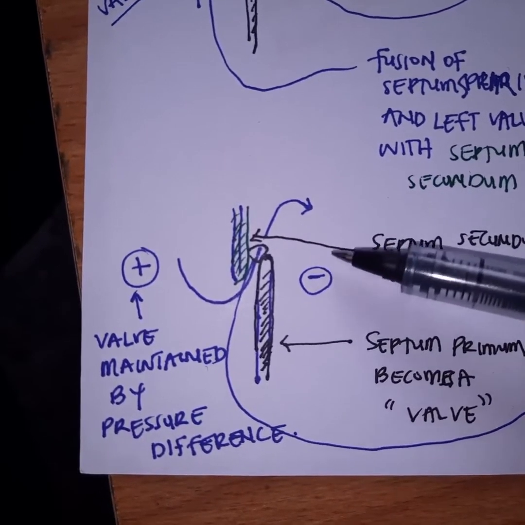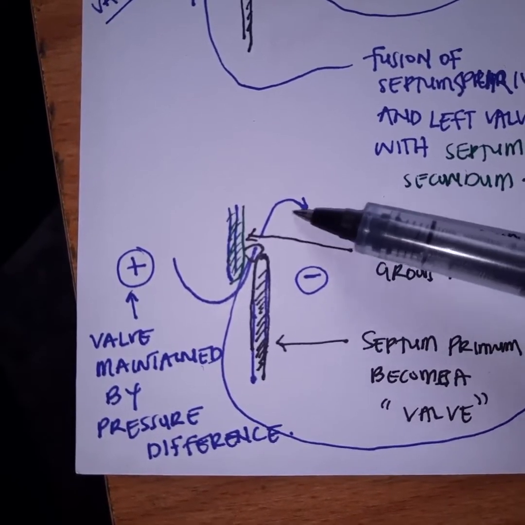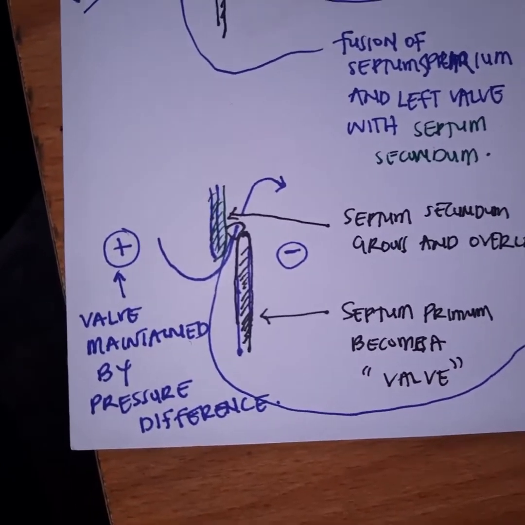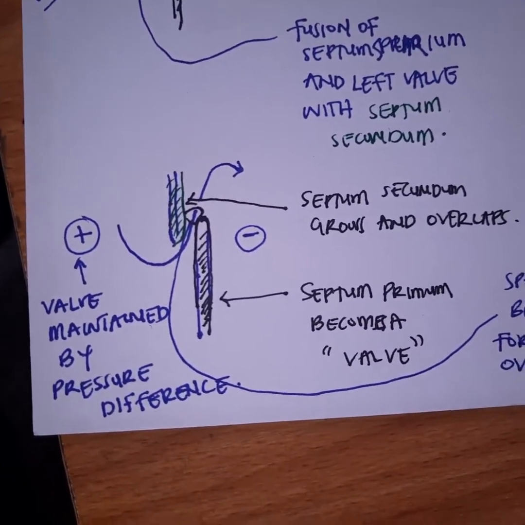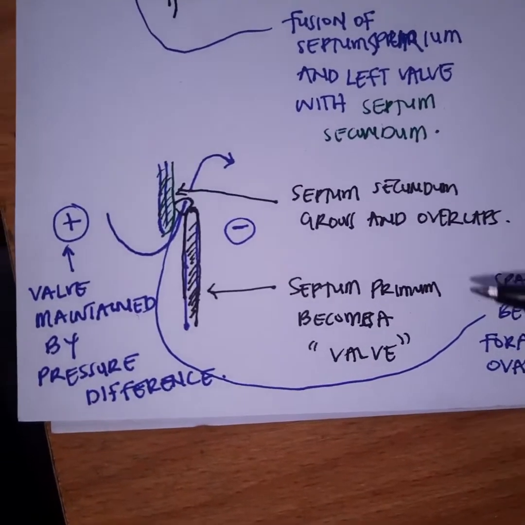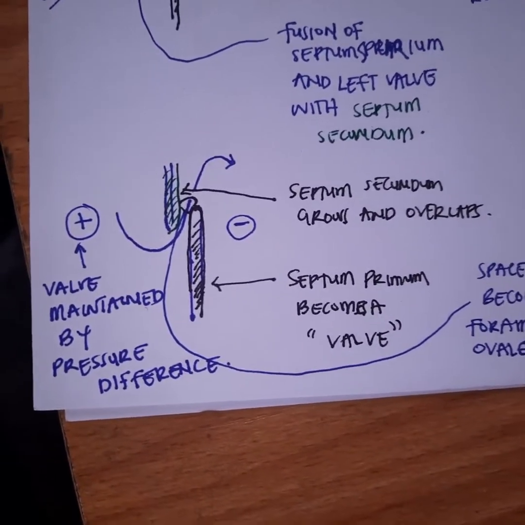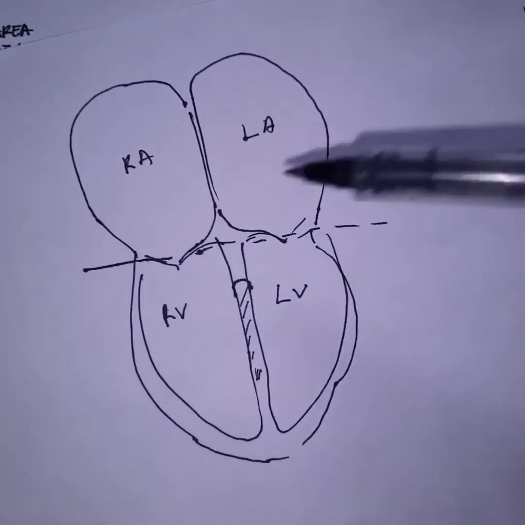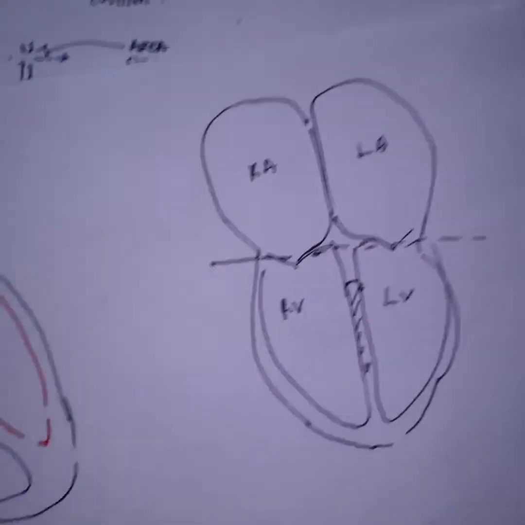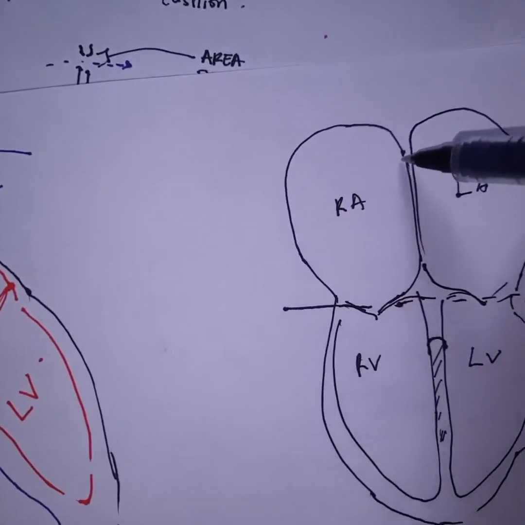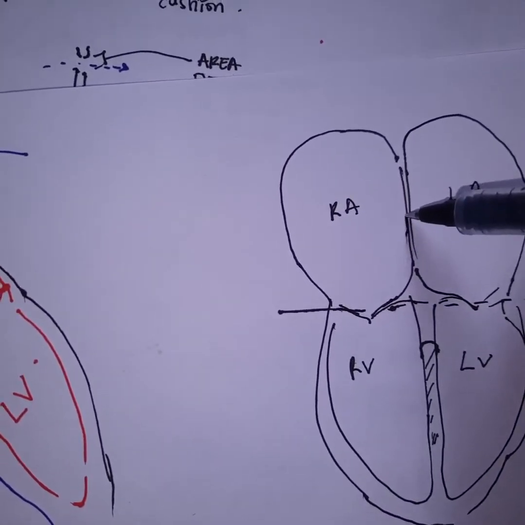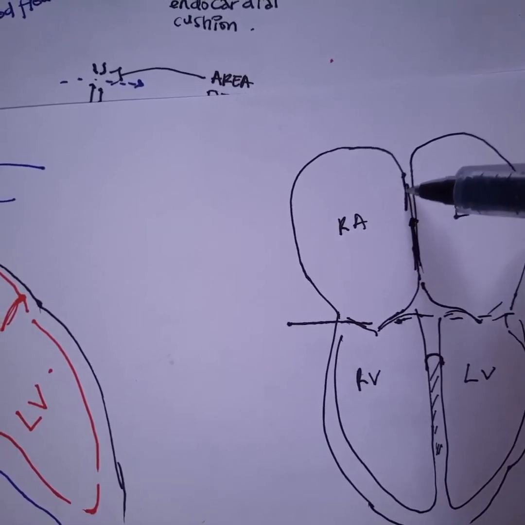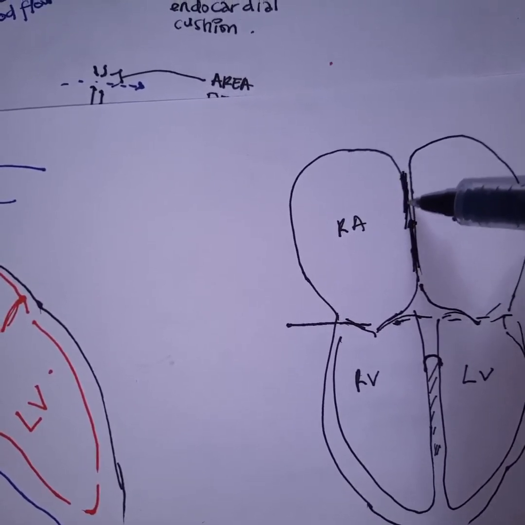Okay, and remember, blood cannot go back. If blood attempts to go back, it's going to push this against this, creating a form of functional valve system. Really beautiful. Okay, and that is how the inter-atrial septum is formed. So if we really wanted to draw this, okay, so this would be the septum primum here, and the septum secundum will be somewhere here.